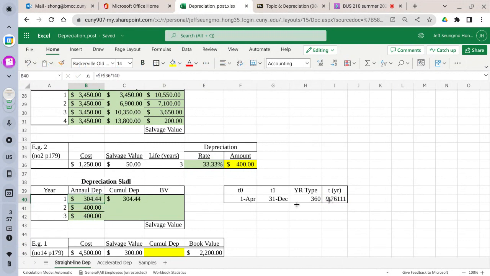That. Why? Think about it. I got it. That's correct, because this is already T1 minus T0, right? T1 minus T0. In other words, that's 1/3 of a year. Three quarters of a year. 3/4 of a year, right? From April to December. That was the holding period of this asset in the first year. And book value is always purchase cost minus accumulated depreciation. And now you can drag it down.